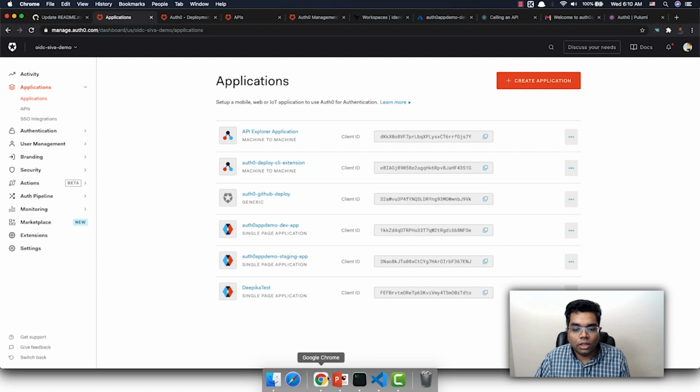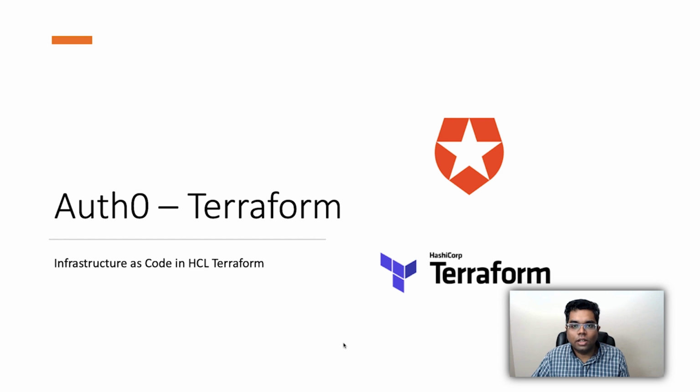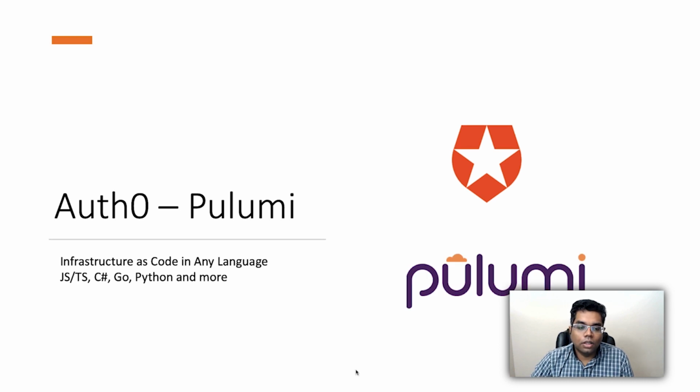So this is how you can use infrastructure as code to deploy multiple environments, and also you can reuse some of the code. Now Terraform is in HCL format, right? But if you want to build infrastructure as code in any language like JavaScript, TypeScript, C#, Go, Python, and more, there is another provider called Pulumi. Pulumi is similar to Terraform, but it supports many languages. So you can write all your code in JavaScript or C#, right?